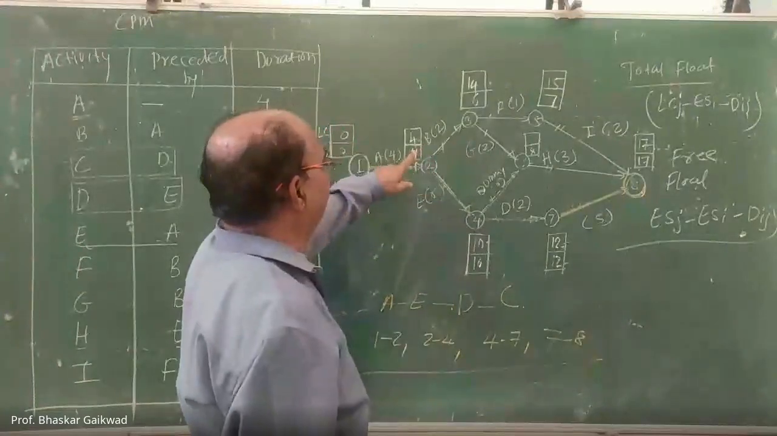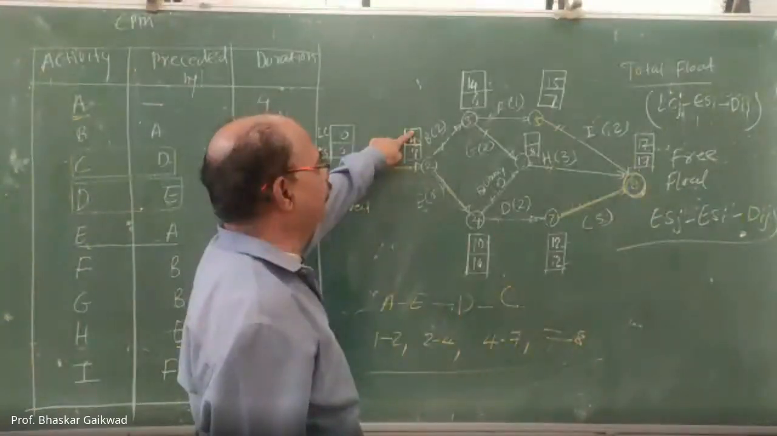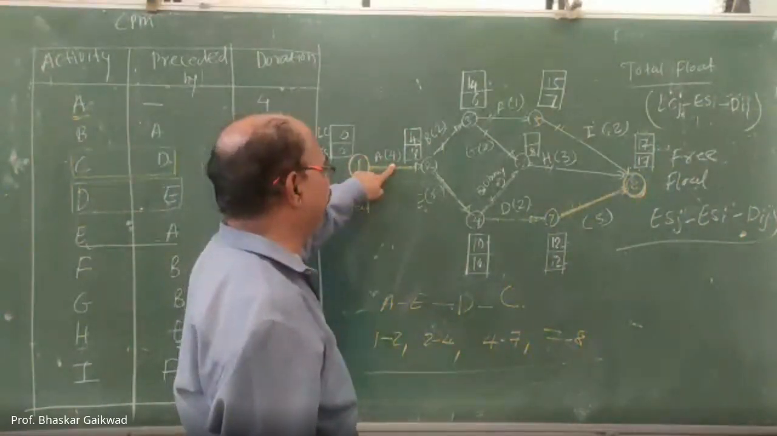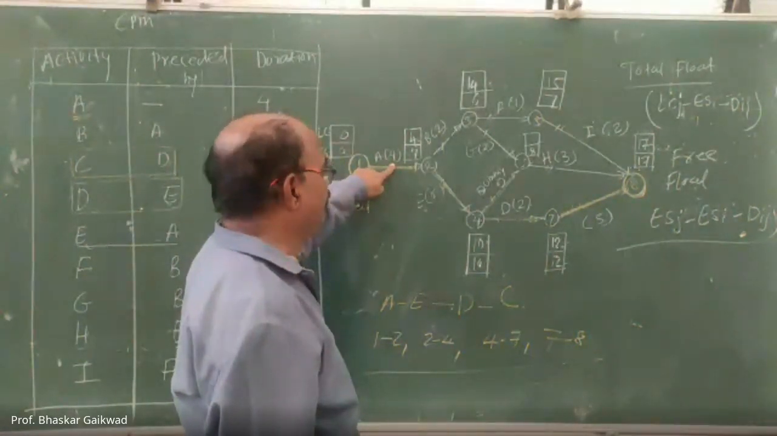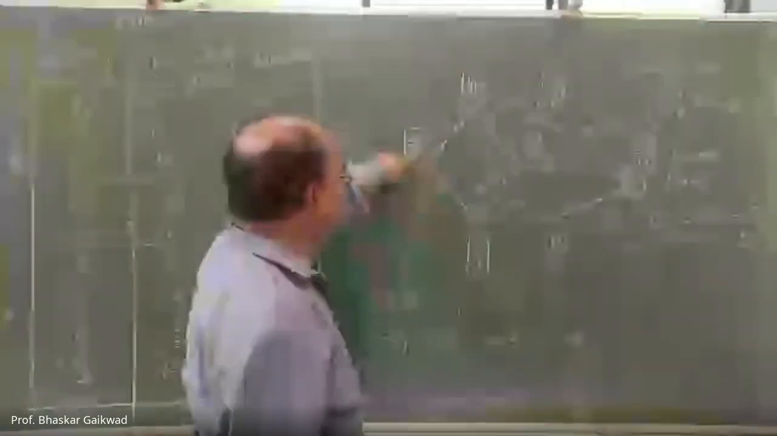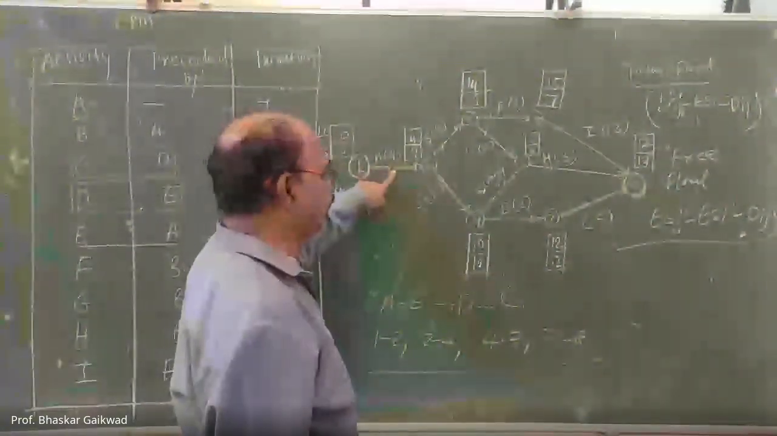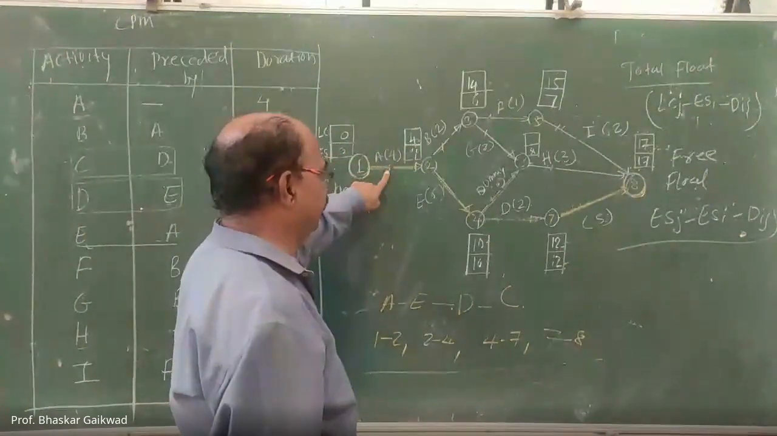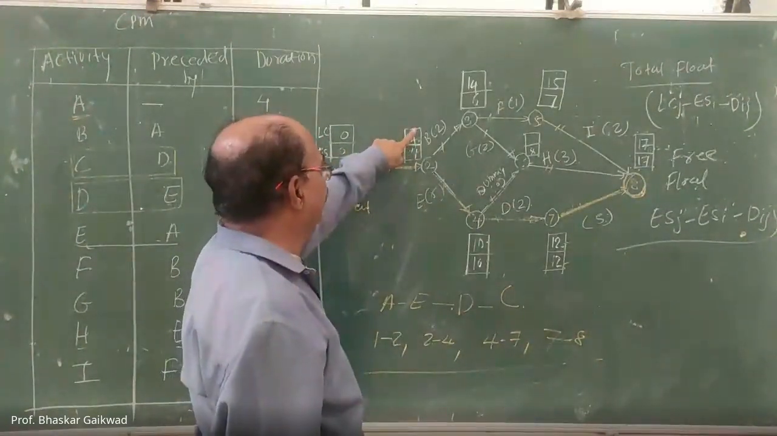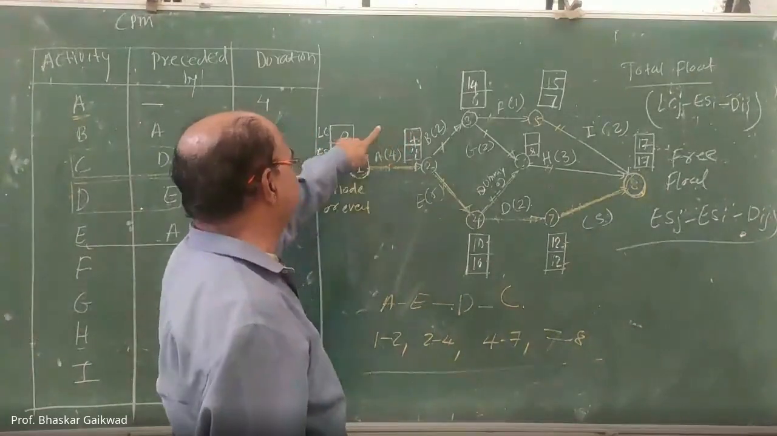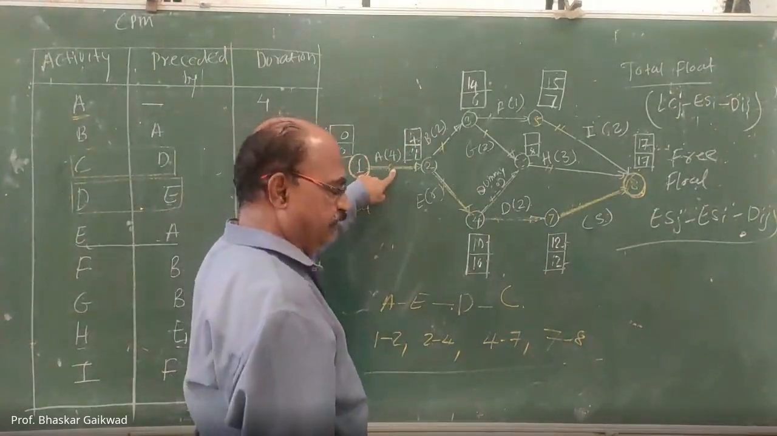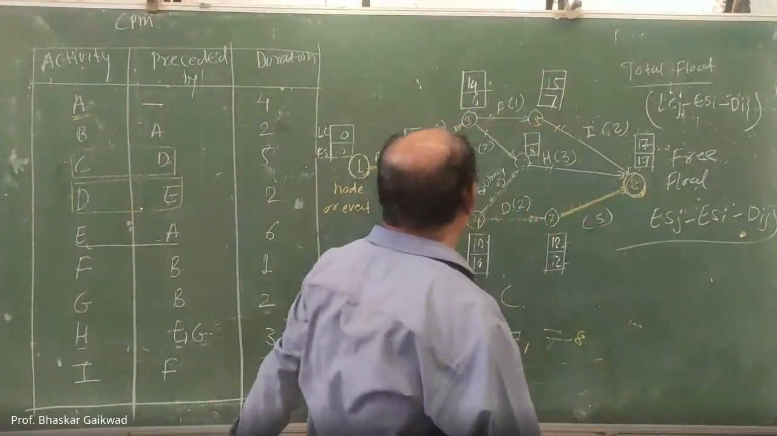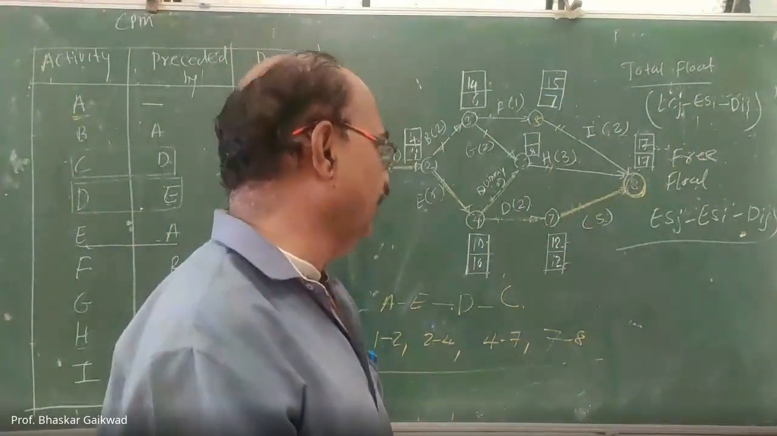Total float means what? Upper, this value you have to take: upper minus lower minus duration. So this is the total float. In free float, early minus duration. Total float is latest completion time minus earliest time minus duration. So by using this, you have to calculate the total float and free float.